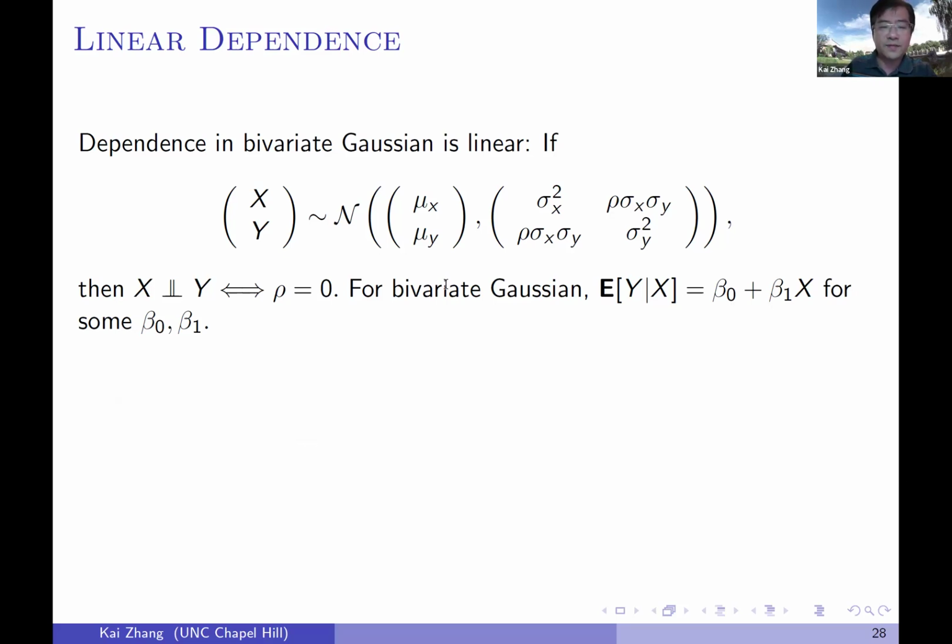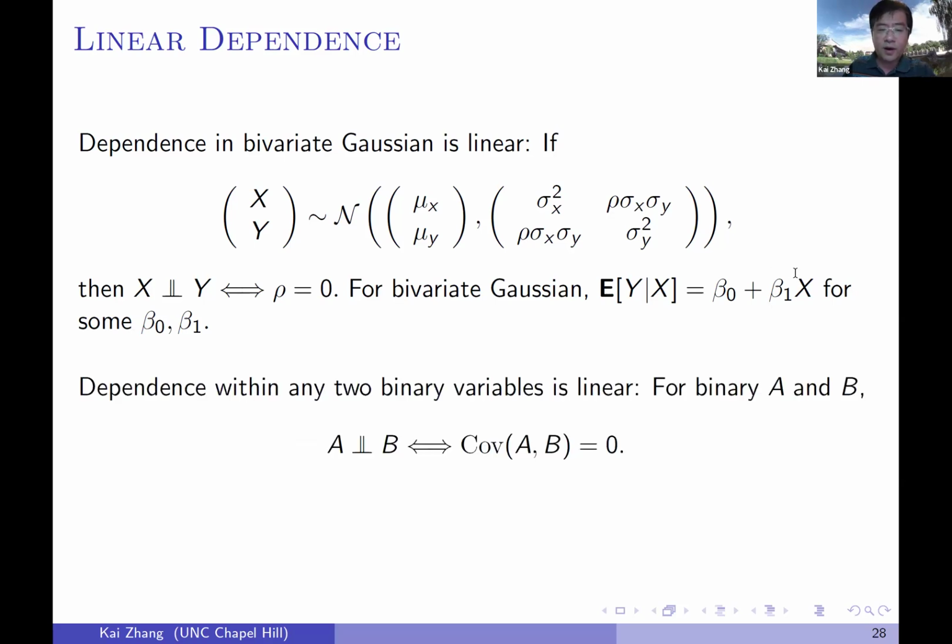Normal variables are linear in the sense that they are independent if and only if they are uncorrelated, right? In this case, we can write the conditional expectation of y given x as a linear function. We know this very well. But just a few slides ago, I mentioned that binary variables are also linear, right? For any binary variables a and b, they're independent if and only if they're uncorrelated. So the first question we asked is, can we write this conditional expectation of b given a as a linear function of a?